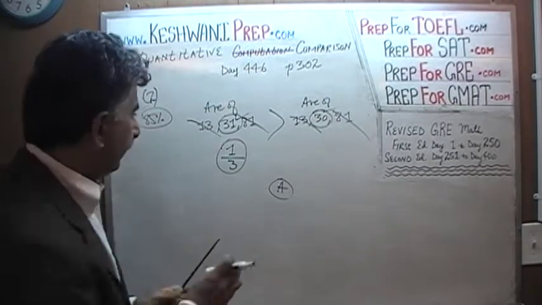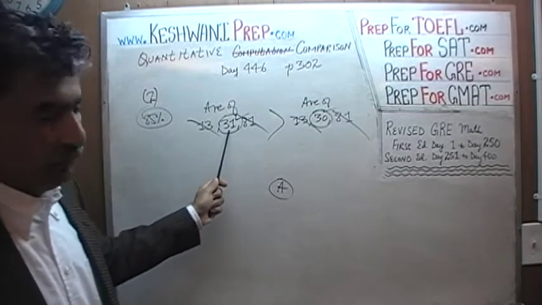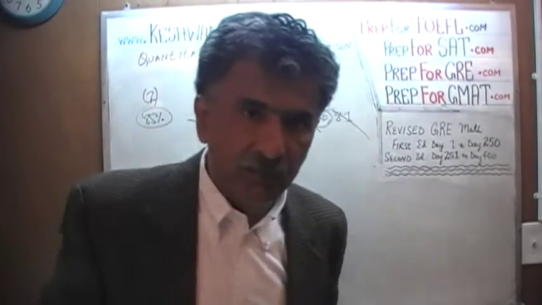Do you understand? We simply have to understand that the sum of these three quantities is going to be one more than the sum of those three quantities, and therefore the average of the first column is going to be more than the average of the second column.